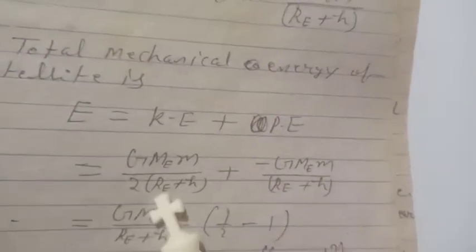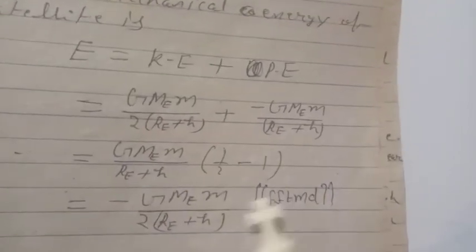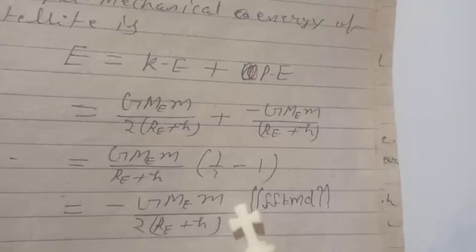Total mechanical energy of the satellite, E, equals kinetic energy plus potential energy, equals G ME m by 2 into (RE plus h) plus minus G ME m by (RE plus h), equals G ME m by (RE plus h) into (1 by 2 minus 1), equals minus G ME m by 2 into (RE plus h).